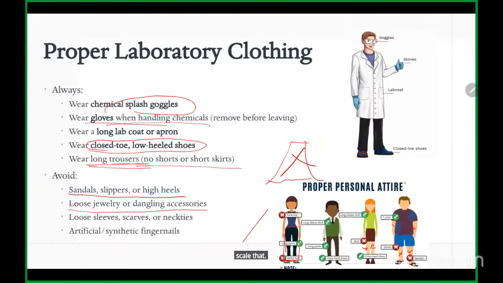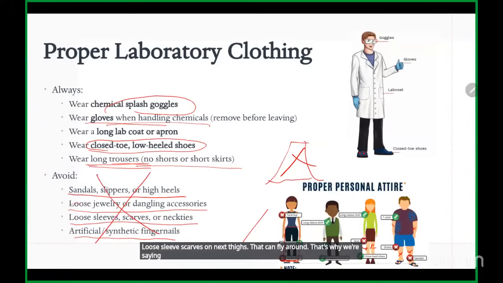When it catches fire, everybody is now flying helter skelter. So please tie your hair. Tie your hair beautifully. Don't let it be flying around. Artificial synthetic fingernails, you don't want that one catching fire. Loose sleeves, scarves, or neckties, that can fly around. That's why we are saying avoid them.